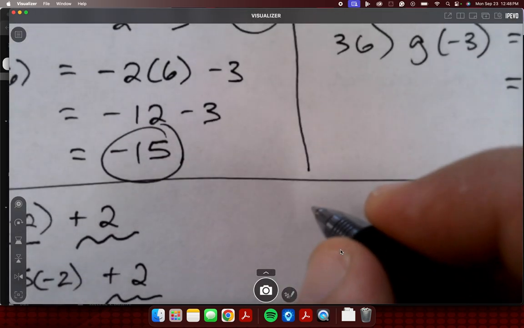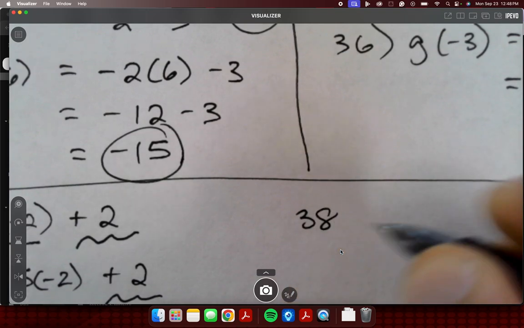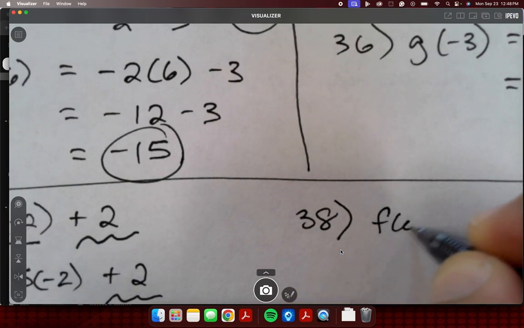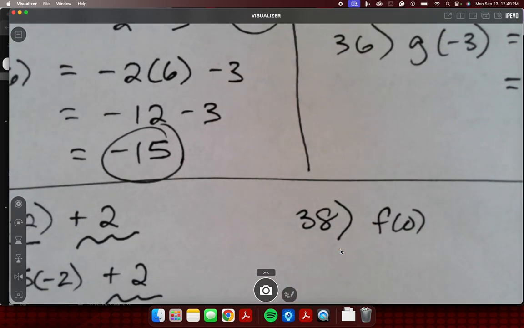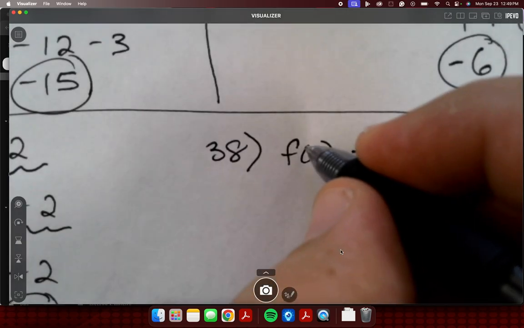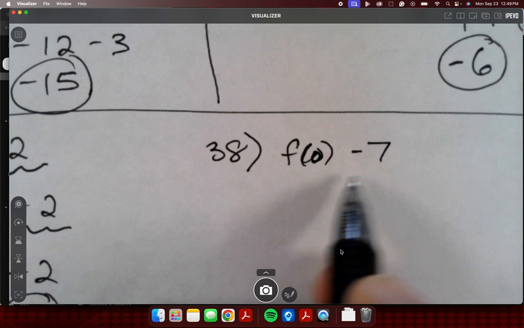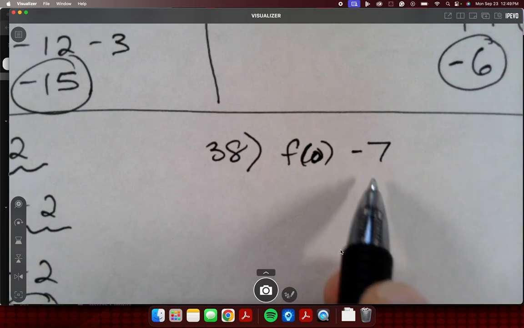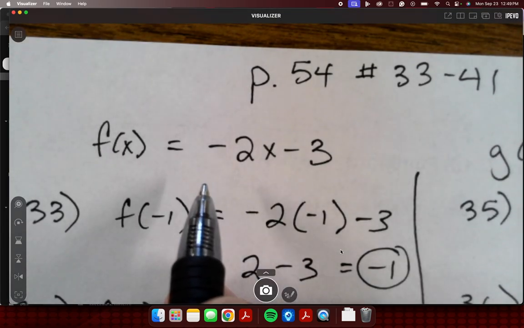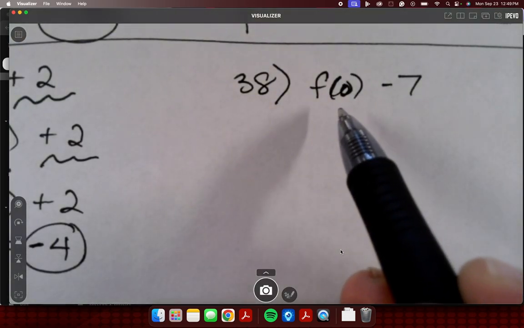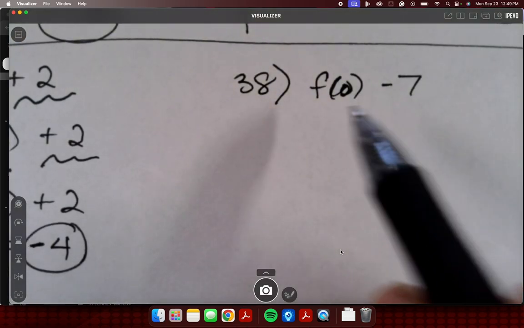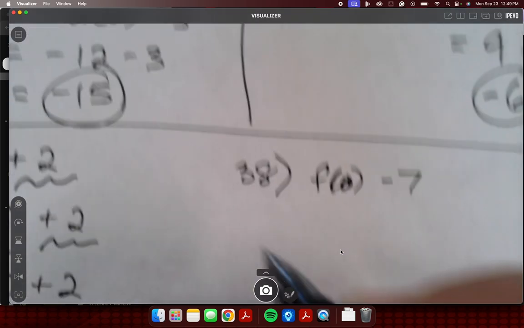Okay, 38 does something similar, but with function f. It asks us to plug 0 in for x in the f function, and then subtract 7 from that result. So once again, I want to emphasize, this minus 7 has nothing to do with the function f. They're just telling us to plug 0 into function f, and then after that, subtract 7 from the result.